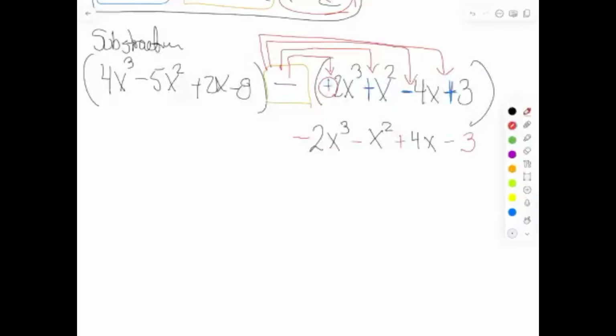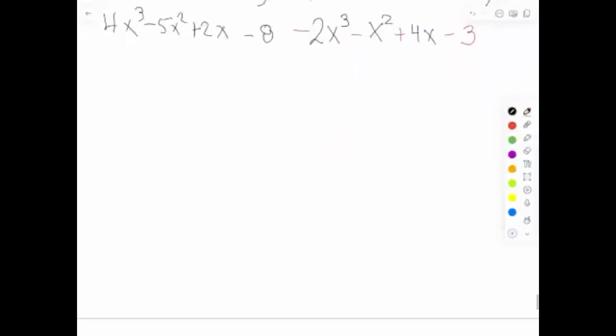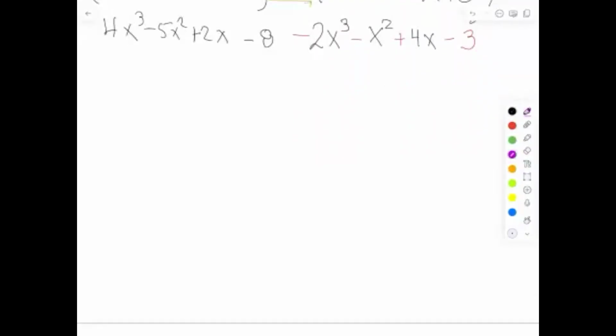Now, you already distributed the negative. Do not distribute again. Full stop. I bring down the 4x to the third minus 5x squared plus 2x minus 8. I stop. I keep going forward. And now I start grouping.